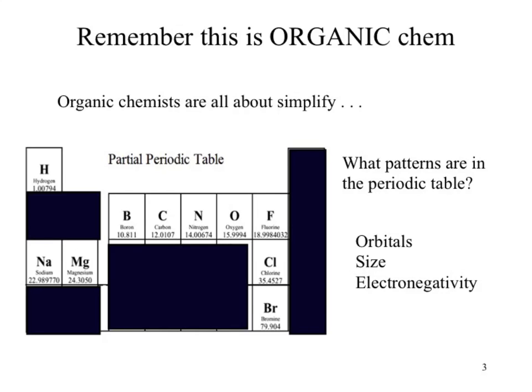We know something about where our electrons exist within each of these elements. We know something about their size, and we know something about their electronegativity. So again, maintain your focus on these 10 elements. I think that's close. Keep it there. You should be doing okay.